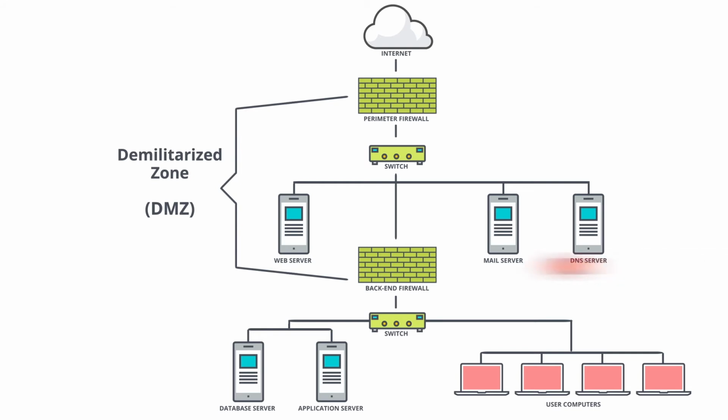The second firewall is the back-end firewall. This firewall is more restrictive, meaning it lets only certain traffic through. Behind this firewall is the space where a company places things it wants to limit access to, like database servers, application servers, or users' computers. But things behind the back-end firewall are not entirely cut off from the outside world.